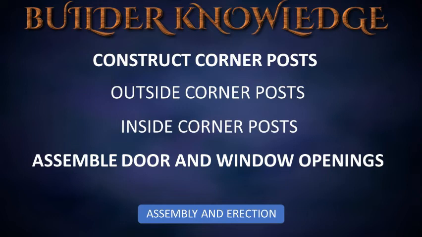And now the window opening assembly. Follow the same steps for assembling a door opening. Add a rough sill and bottom cripple studs. Cripple studs follow the stud layout. Usually 16 inches on center.